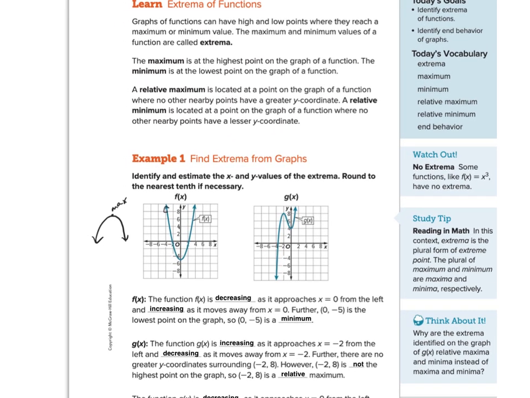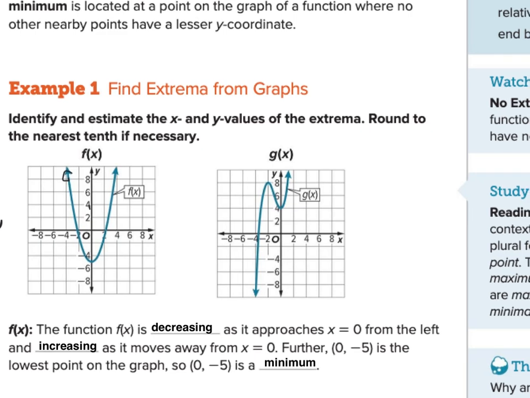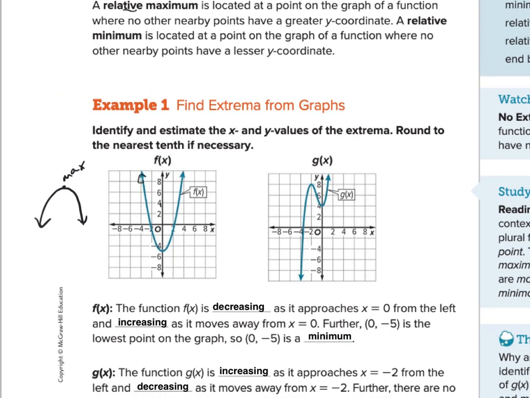We're just looking at it a little bit differently, and we will talk about the relative minimums and maximums versus the minimums and maximums. So here, quickly identify and estimate the x and y values of the extrema to the nearest tenth. For f of x, the function is decreasing and then it is increasing. So there we have a minimum occurring at approximately x is 0, y is 5.